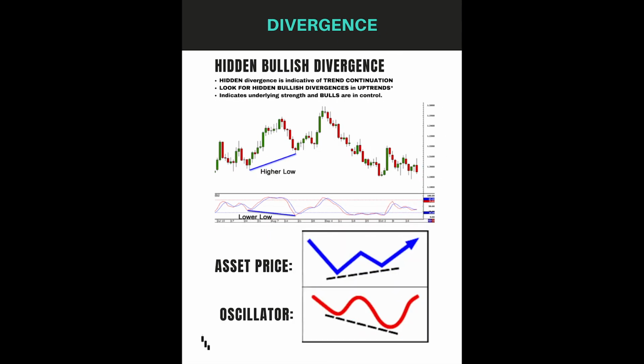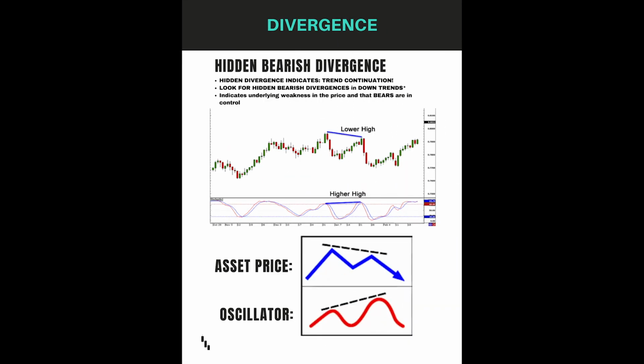Okay, so moving on to hidden divergences. Here's an example of hidden bullish divergence. This is indicative of trend continuation. So you want to look for hidden bullish divergence in uptrends. This indicates underlying strength and that the bulls are in control. You'll see higher lows in price action with lower lows in the oscillator.